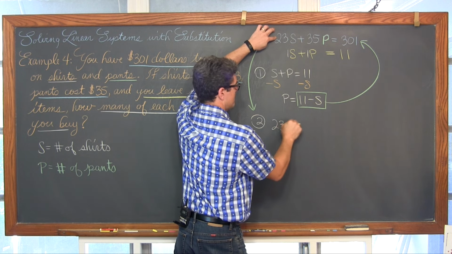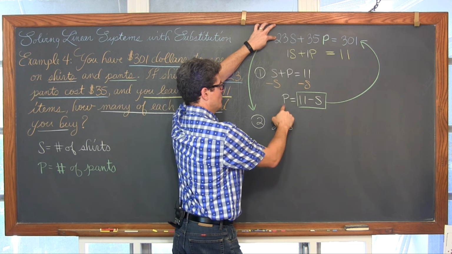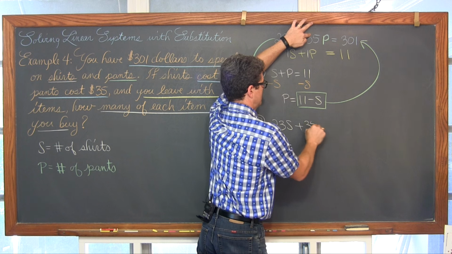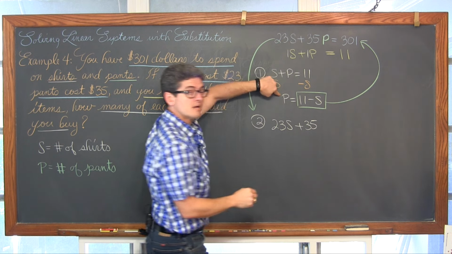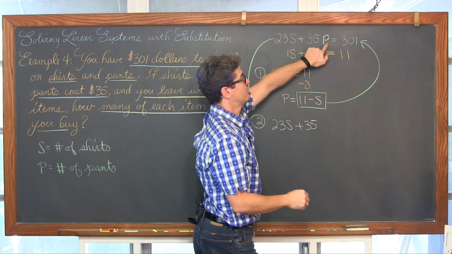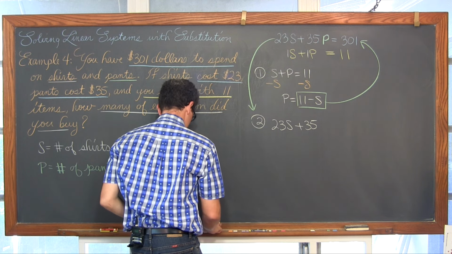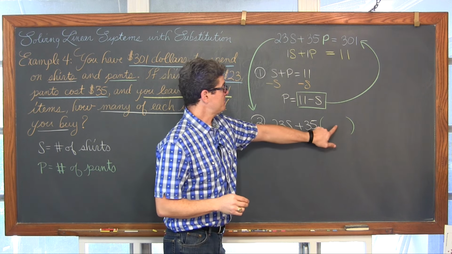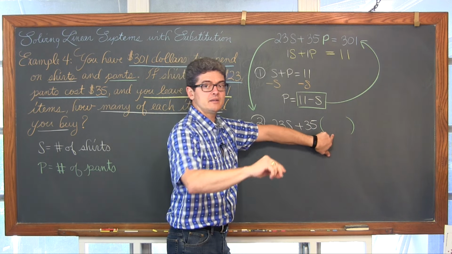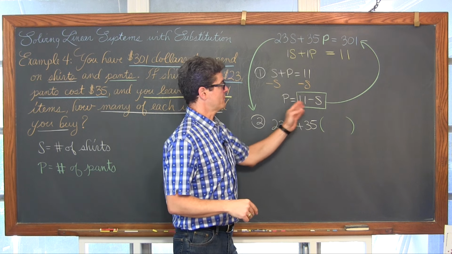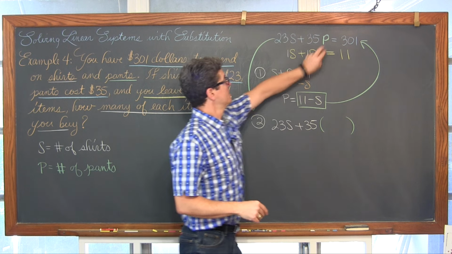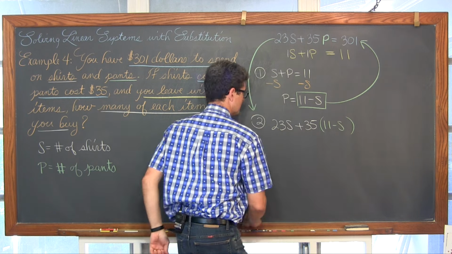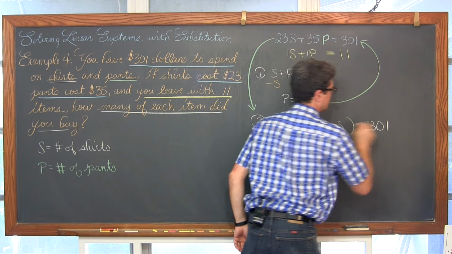So we've got 23s, just copying down what the equation says, plus 35. Now, because I'm plugging this expression in for p, I'm going to put a set of green parentheses there. Hopefully you can see that on the camera. In place of p, not in front of, not behind, not mixed in with this equation, p comes out, and in its place is 11 minus s. And then just copying the rest of the equation.